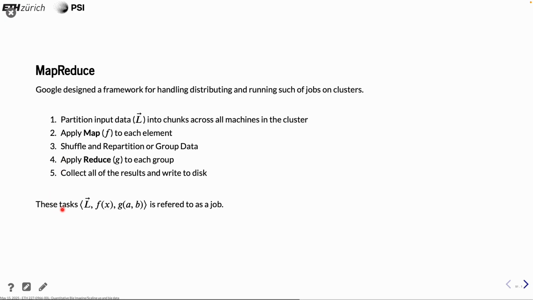And a task can be written in this kind of writing, where you have the data, you have the mapping, and you have the reduction. And that is called a job. And on that, you could probably also add an extra timing requirement that it needs to be done in a certain time.